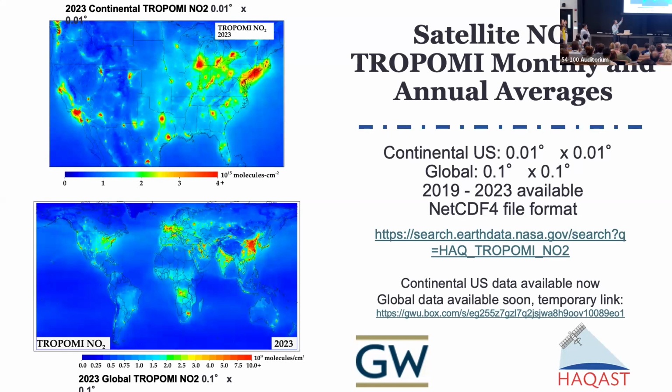We also have a global product, which isn't quite on the NASA archive yet. It will be coming in a few weeks. That's what it looks like there at the bottom. That is gridded at slightly coarser spatial resolution, 0.1 degree by 0.1 degree, approximately 10 kilometers spatial scale.